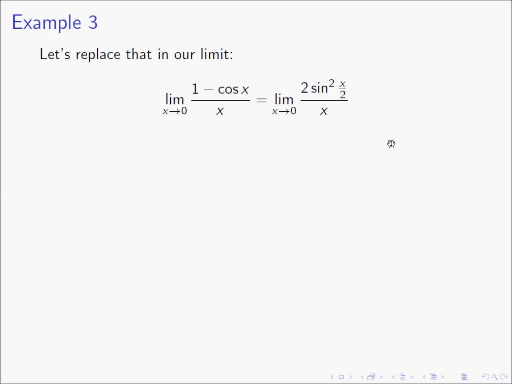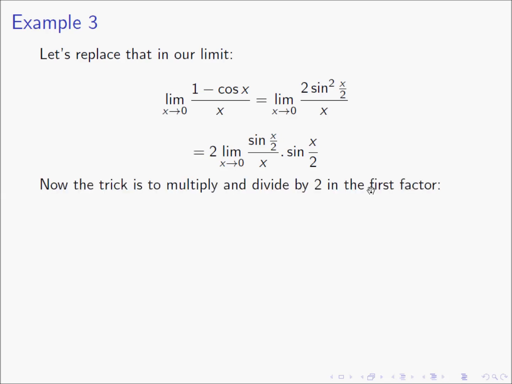And now we're going to do a little trick. We're going to separate the sine squared as the product of sine times sine, like this. We're going to put the x below one of those, sine of x over 2. And now we're going to do the same trick that we did in the first example. We're going to divide by 2 in the first factor here, but when we divide by 2, we must also multiply by 2. And now we can take this 2 out of the limit sign, and it cancels with the 2 that we have here.